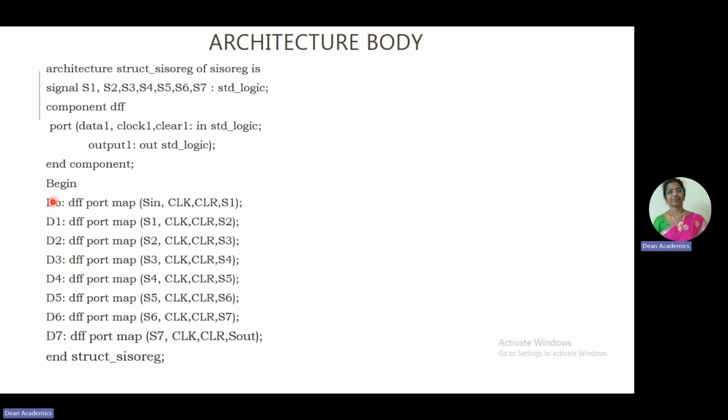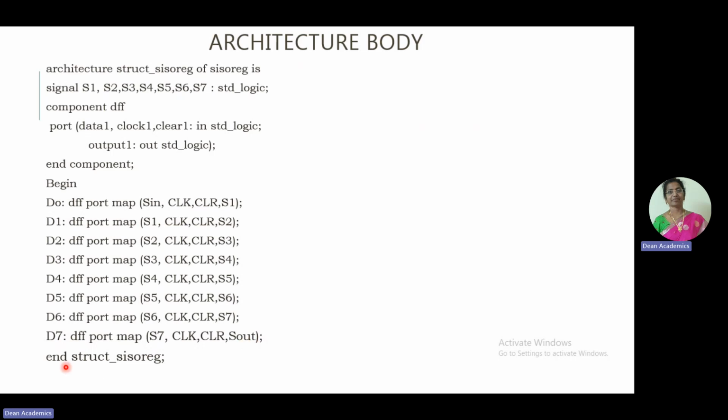D0 is D flip-flop port map with S in, clock, clear, and S1. And S1 is input to the next flip-flop. S2 is the output of the same flip-flop. So D1 is D flip-flop port map with S1, clock, clear, S2. Similarly, we can write all the statements up to D7. What is D7? D7 is D flip-flop port map with S7 as the input to this, and also clock and clear signals. S out is the output of this D flip-flop.